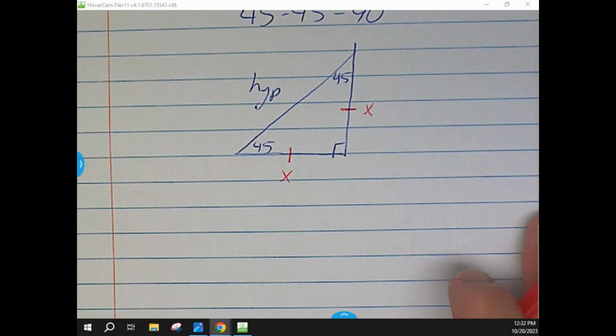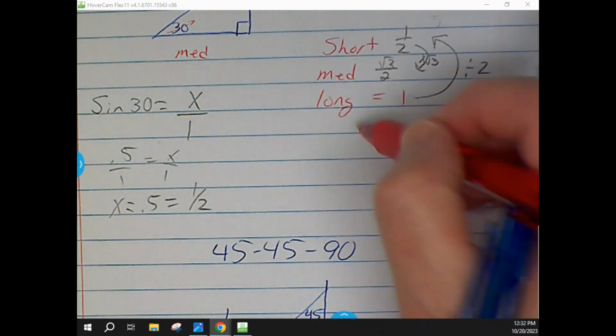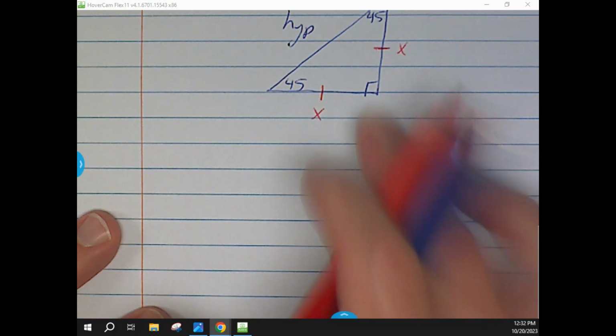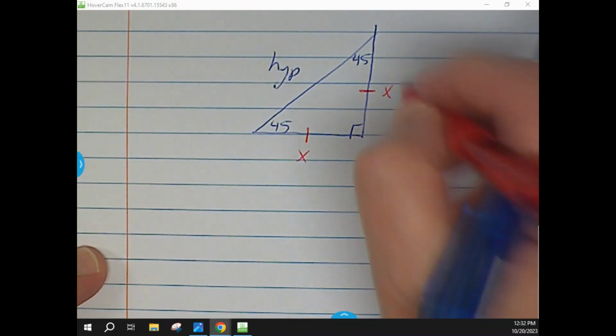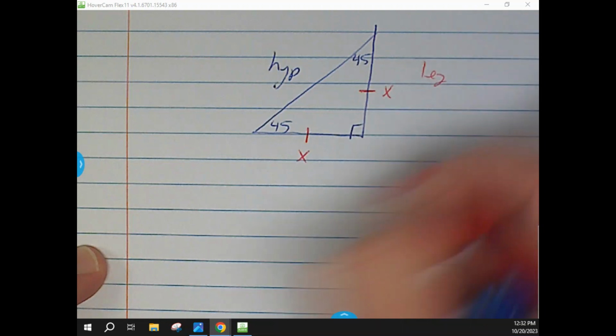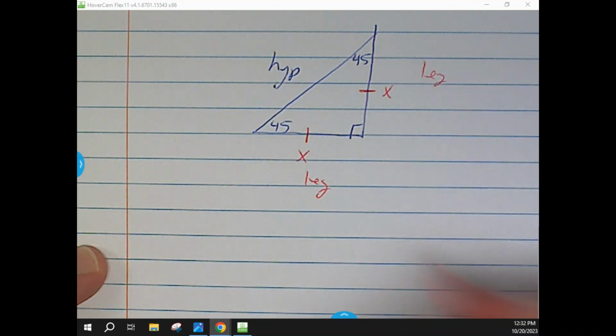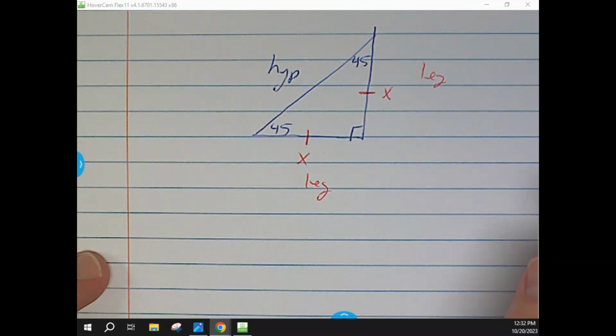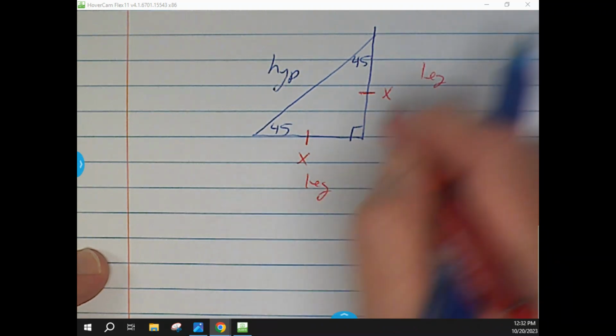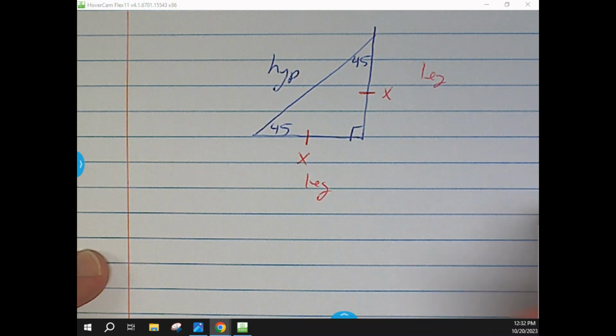Okay, and for the other triangle we did short, medium, long. For this one, because these are the same size, they call these legs. This is a leg and this is a leg, because usually your legs are the same size. If you want something to be stable, then they need to be the same size. So they just call these legs, so they're basically equal length there.